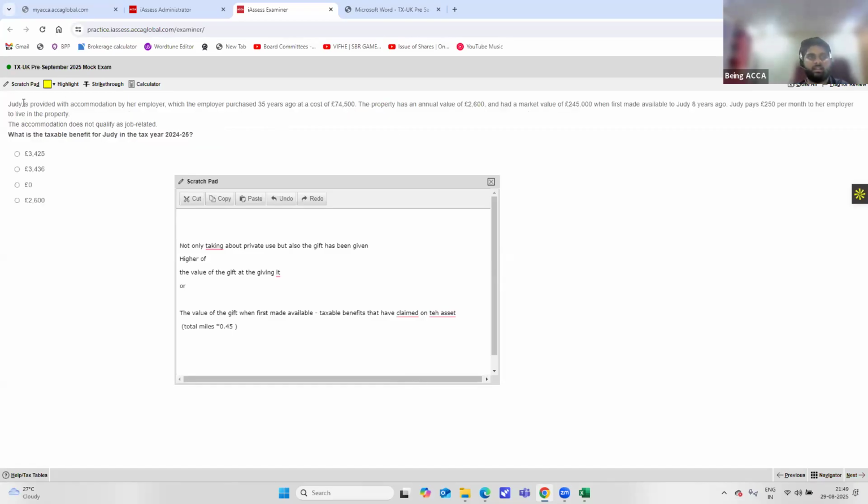Okay. Next is Judy, who is provided with accommodation by her employer, which the employer purchased 35 years ago at a cost of 74,500. So the cost to the employer is less than 75,000, so no additional benefit. You look at it, you should be able to identify it directly. Next, the property has an annual value of 2,600 and a market value of 245,000 when first made available to Judy 8 years ago. Now, Judy pays 250 per month to her employer to live in the property. Now, how much is Judy paying?